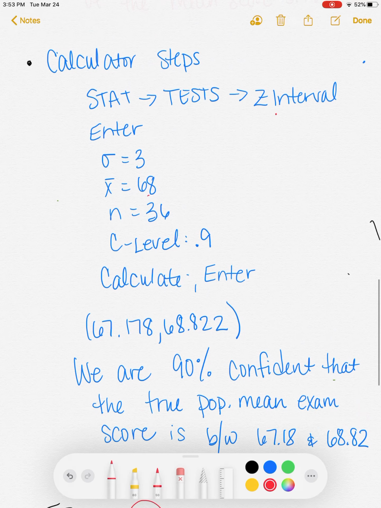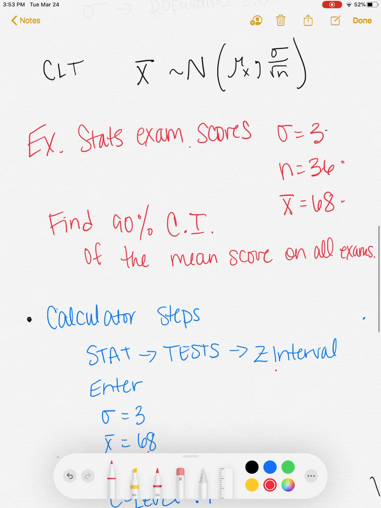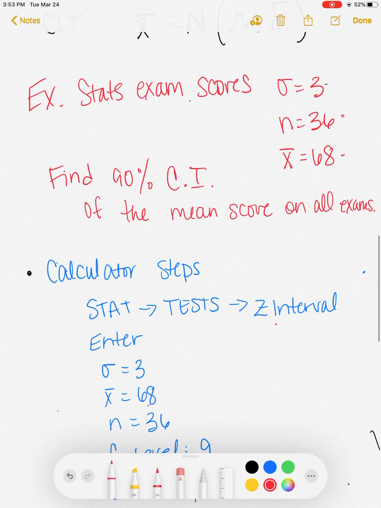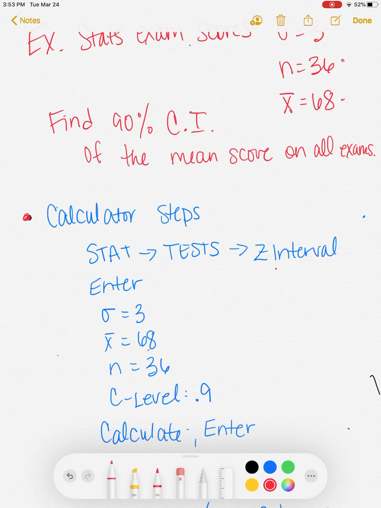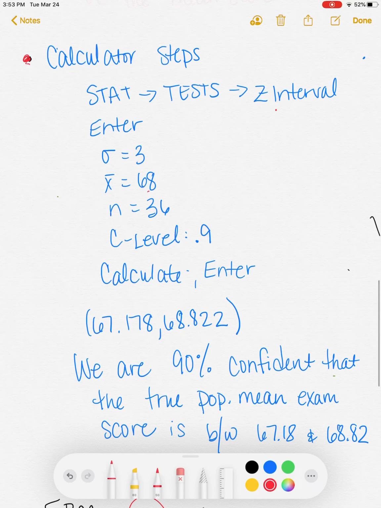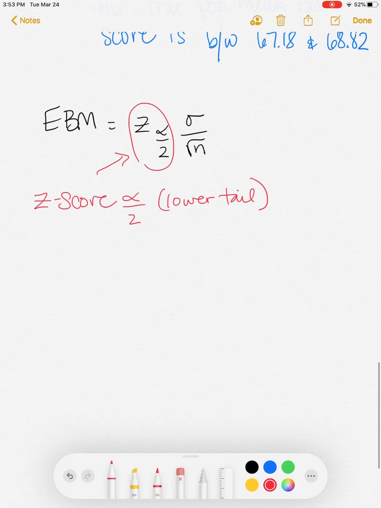In the example up here, in the stats exam scores, let's just say we needed to find the EBM. Again, we did not have to find the EBM because of this nice little calculator function. And I'm more focused on you being able to calculate the lower bound and the upper bound for our confidence interval. But let me just show you real quick how to find that EBM if that were necessary in one of your problems.